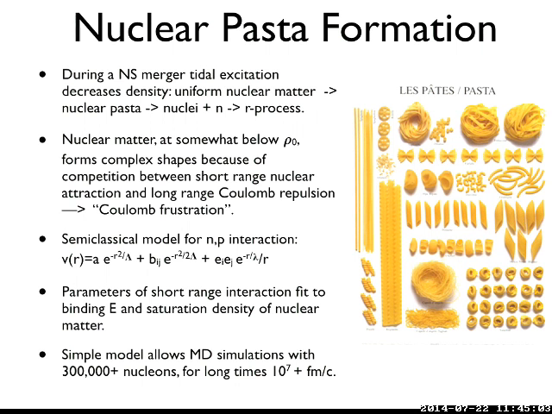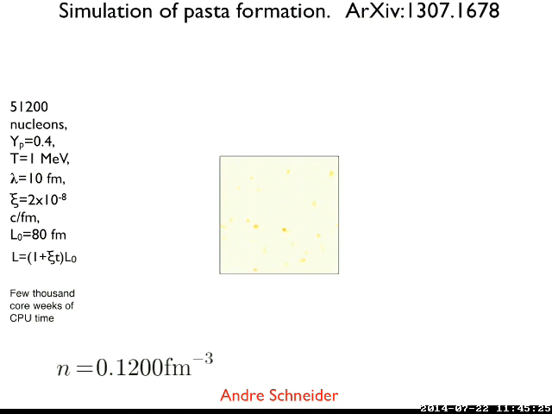Okay, and this semi-classical simple MD model is very easy to run on a computer. We can do big simulations. We are now doing a simulation with 3.3 million nucleons, and we can run for large simulation times. So I wanted to show you one simulation. It's a movie. Andre Schneider prepared this. There's 51,000 nucleons in a box.